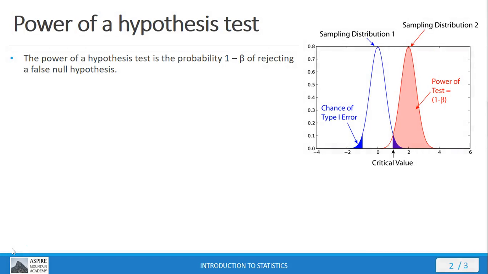So, mathematically, the definition for power of a hypothesis test is simply the probability of rejecting a false null hypothesis, which is going to be equal to 1 minus beta.